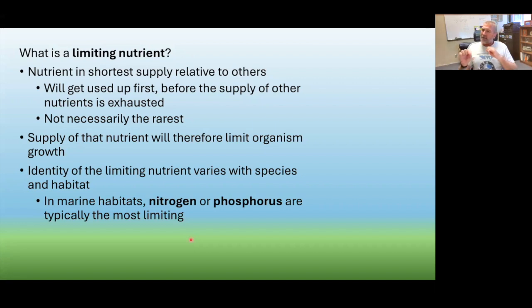That doesn't necessarily mean it's the rarest. It means that it might be the one that's utilized in the greatest volume or amount by the residents of that particular biologic community. But what it does when it runs out is it limits the organism's growth or other metabolic functions. So this varies depending on what species you're talking about, depending on the habitat. But in marine habitats, and actually in many habitats, even in terrestrial environments, nitrogen and phosphorus, and I would say more often phosphorus, are the most typically limiting nutrient.